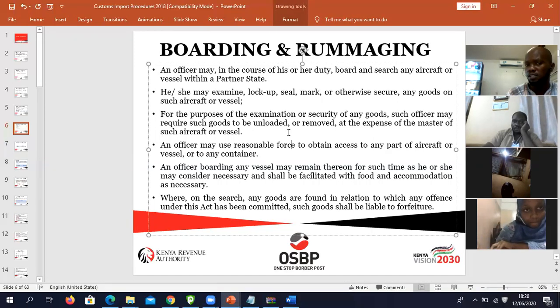The next point, an officer boarding any vessel may remain thereon for such time as he or she may consider necessary, and shall be facilitated with food and accommodation as necessary. While he's on board this vessel, performing his duty as provided for by the Act, he may be provided with food and accommodation when necessary.